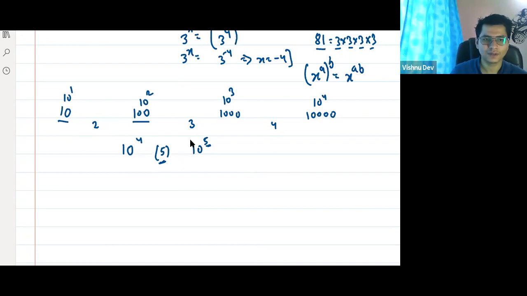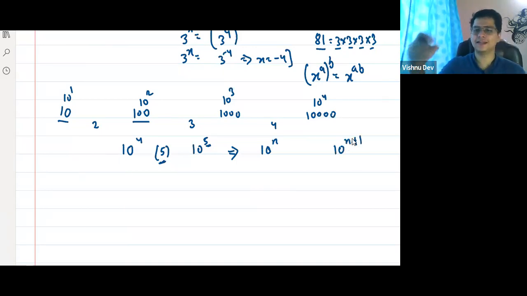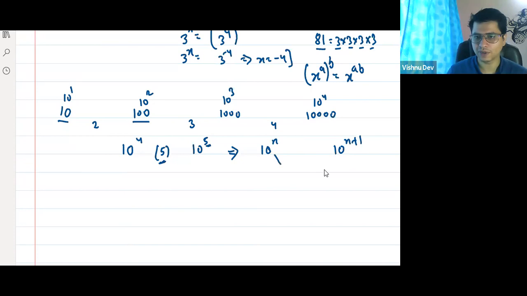Now, can I say in general, I'll generalize this. If I'm having 10 to the power any n and 10 to the power n plus 1, where n is any variable and this is the next variable, then the number of digits between these two will be n plus 1.